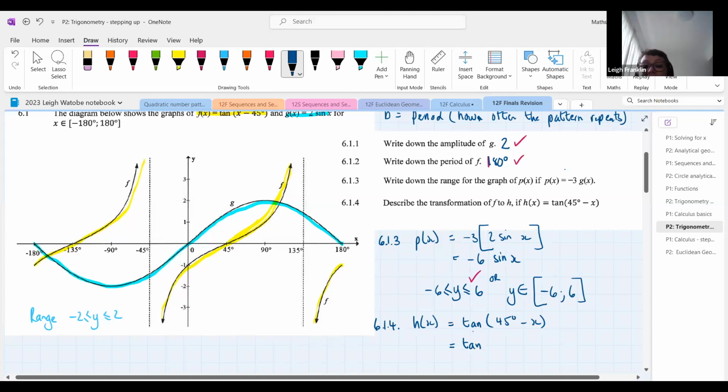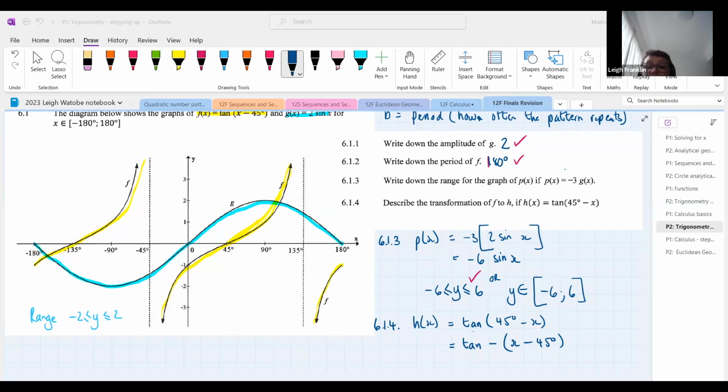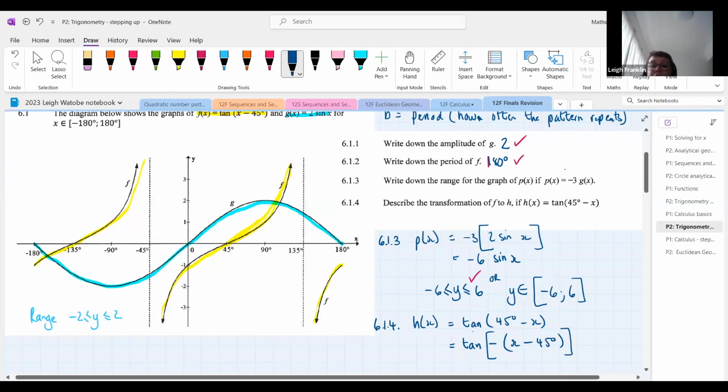So let's take the negative out, okay? And then here we would have x minus 45, like so, right? So now essentially we have got a negative angle. Does that make sense to everybody? Our angle is negative. Does that make sense to everyone? I suppose I could do it like that if that makes a bit more sense to you.